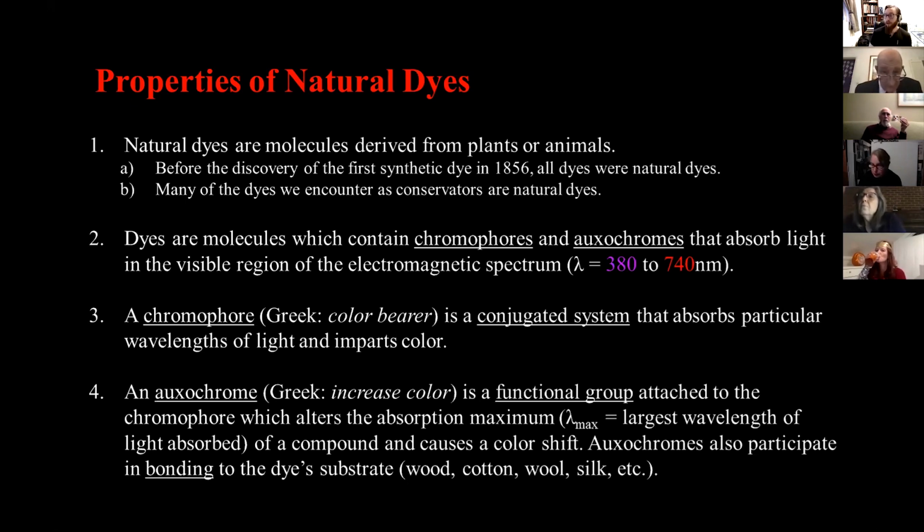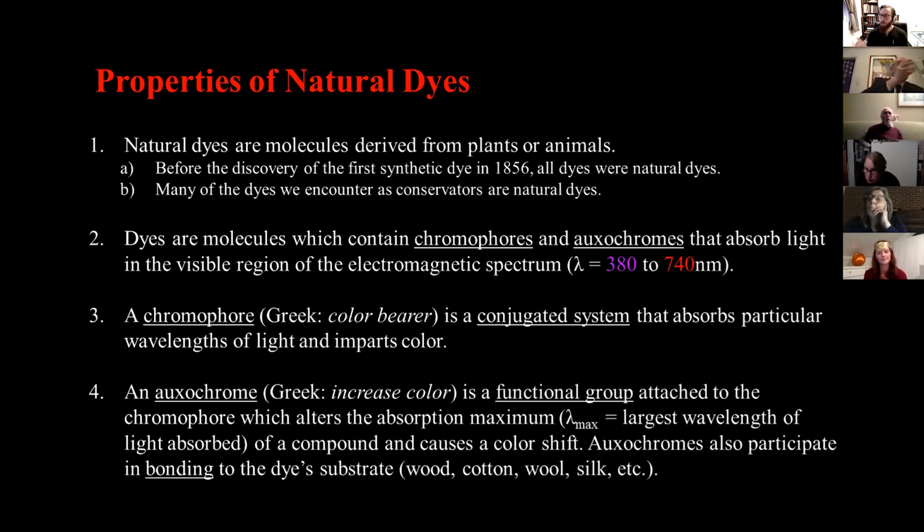And so a lot of the dyes that we encounter as conservators pre-1850 are going to be these natural dyes. So it's highly applicable. Whether we're talking about tapestries and textiles, dyed furniture, marquetry, veneers, silks, wool, any of that stuff would have been dyed with natural dyes. So we're going to stay away from the synthetic stuff, although the mechanisms are actually very similar.